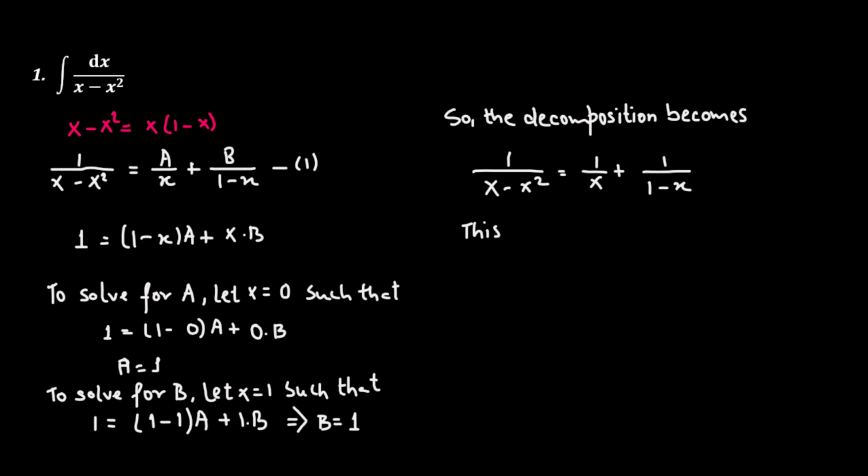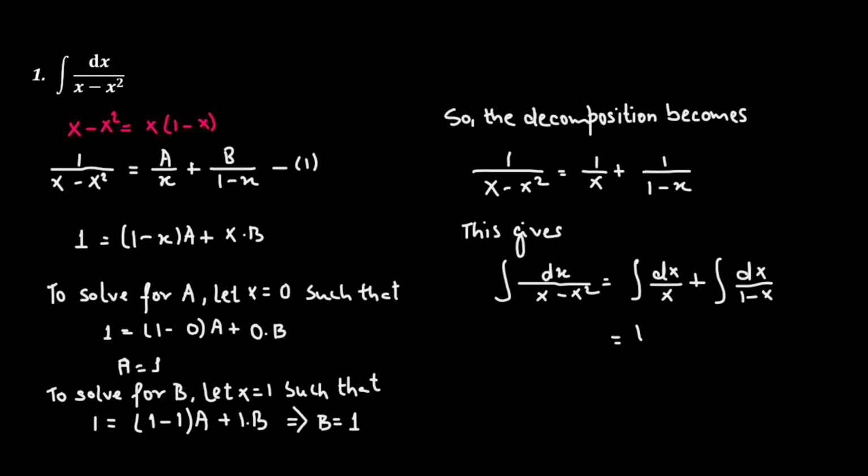So it follows that the integration of dx over x minus x squared will be equal to the integral dx over x plus the integral dx over 1 minus x. The integration of 1 over x gives us the natural log of x, and the integration of 1 over 1 minus x is going to give us negative log of 1 minus x, plus the constant of integration c.